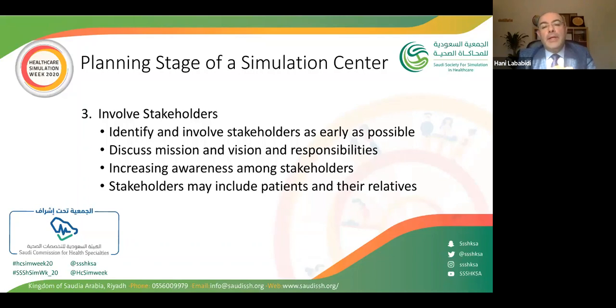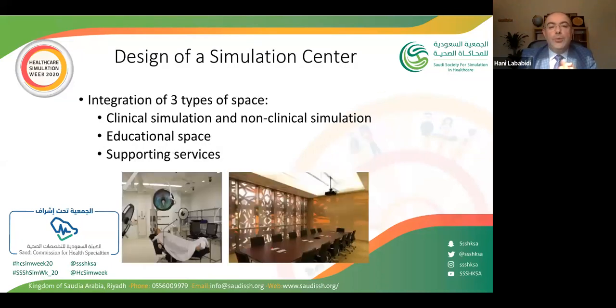The fourth step, sorry, is to involve stakeholders. Very important to involve stakeholders early on in the game. And stakeholders are all the people who will help in establishing the simulation center, be trained in the simulation center, educate in the simulation center, and don't be surprised if you include patients and relatives. It's very nice to include 360 degrees stakeholders, inside and outside stakeholders, so you can plan your center better and know exactly what you want to do.